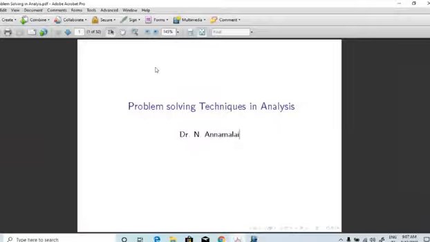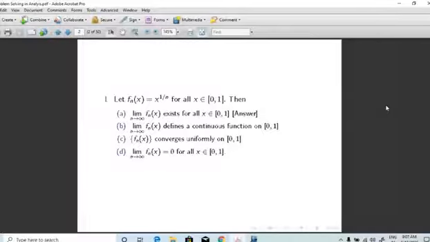Now look at the first problem. This is sequence of functions. Let f_n of x equal to x power 1 by n for all x in the closed interval [0, 1]. Then which of the following is true? Now look, we have to find the point-wise limit for this sequence of functions. So how to find the point-wise limit? We have to substitute for each value of x and find the limit of this sequence.